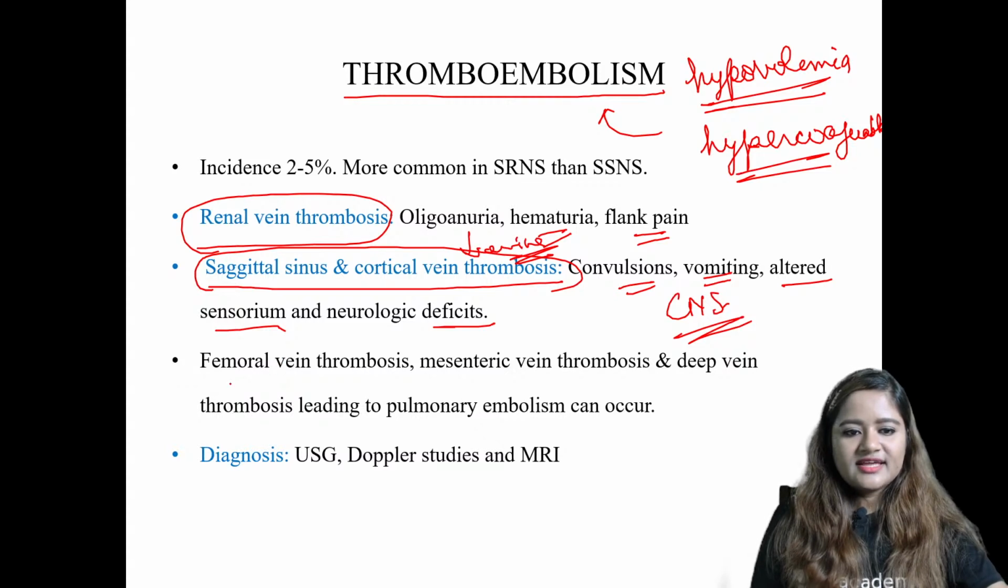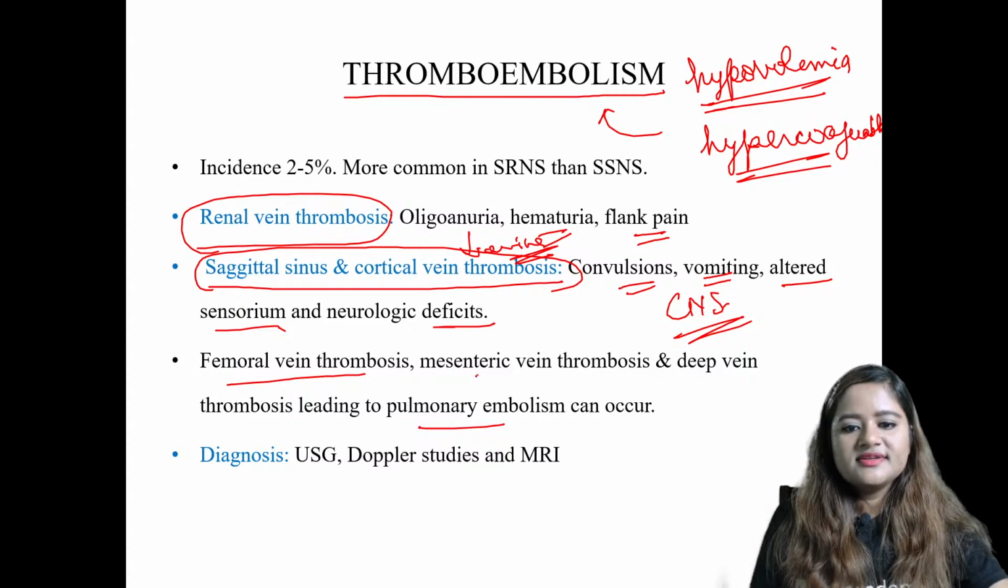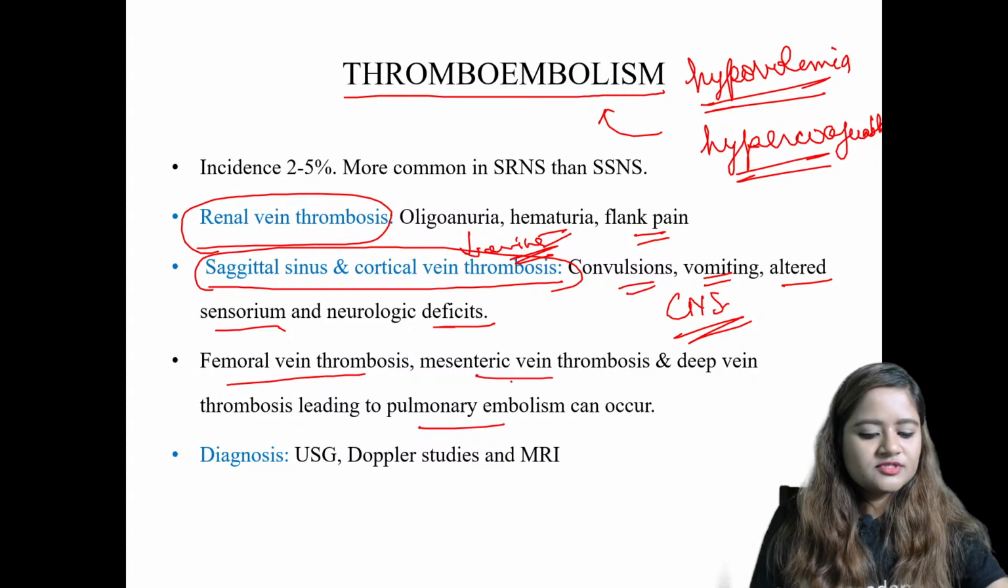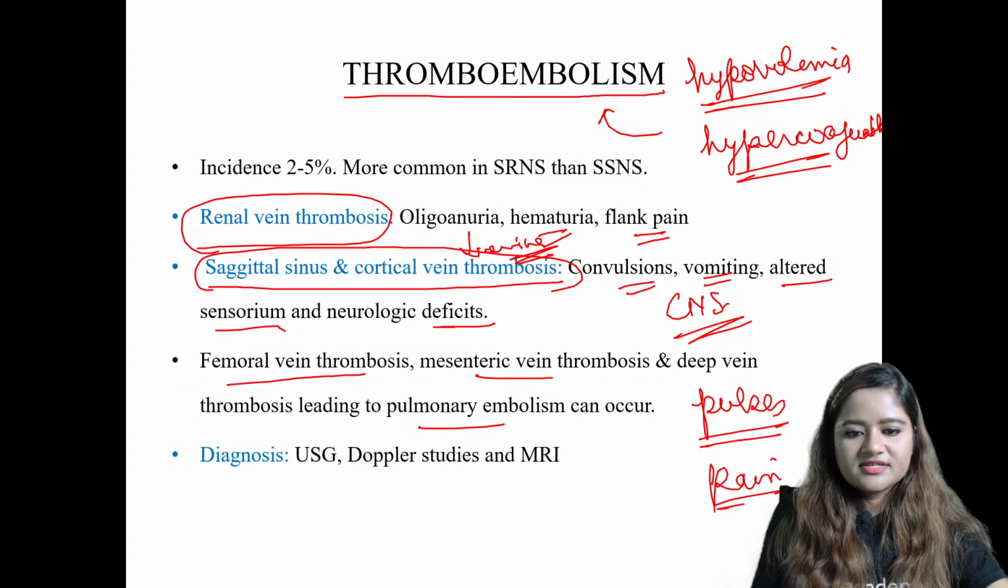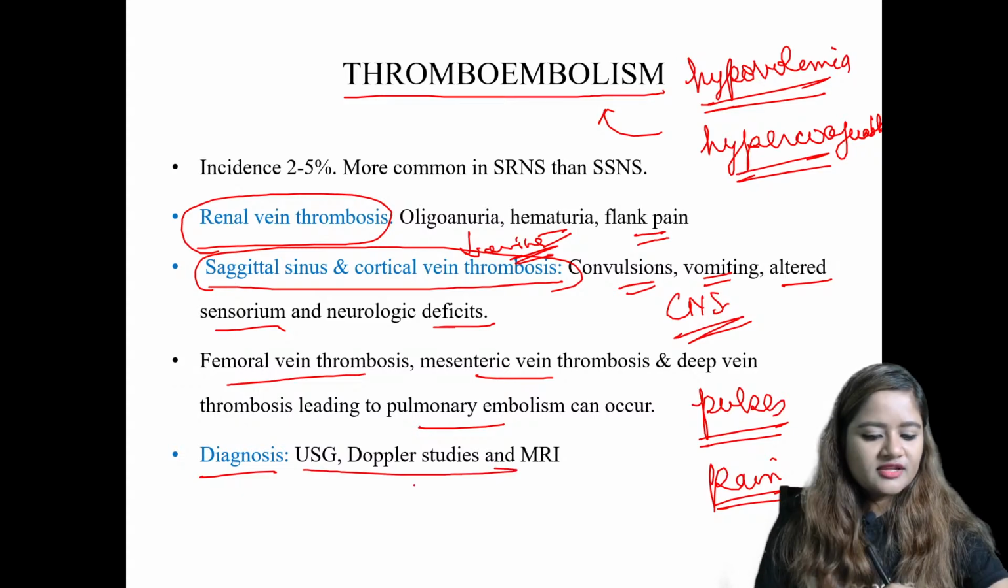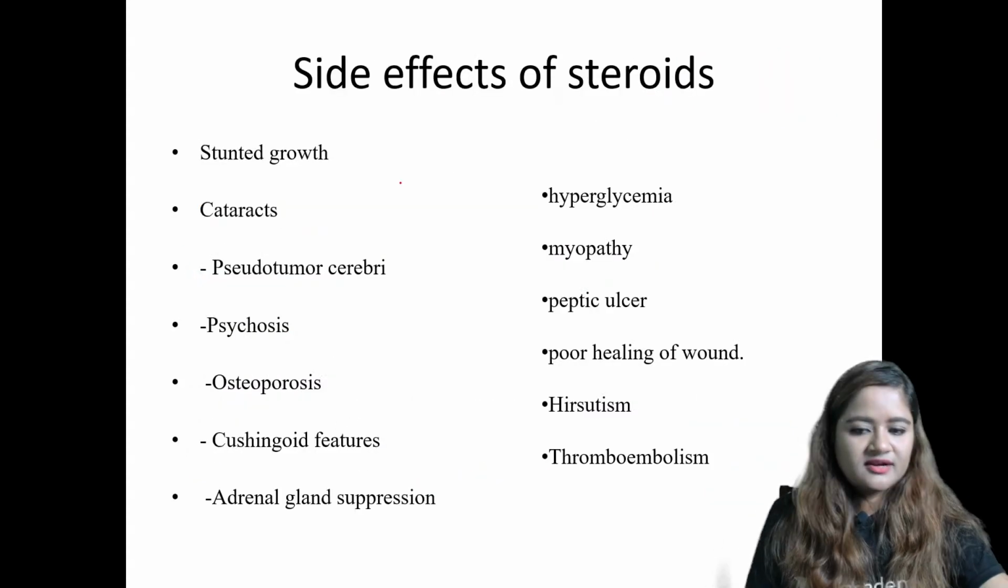Apart from this, the child can have femoral vein thrombosis, anywhere the thrombosis can occur, pulmonary embolism, mesenteric vein thrombosis. तो जहाँ भी thrombosis होगा, वहाँ की pulses compromise हो जाएंगी and the child can develop pain in the affected parts. Diagnosis में हमें Doppler करके prove करना है. If not, you have to immediately treat the thrombosis part.